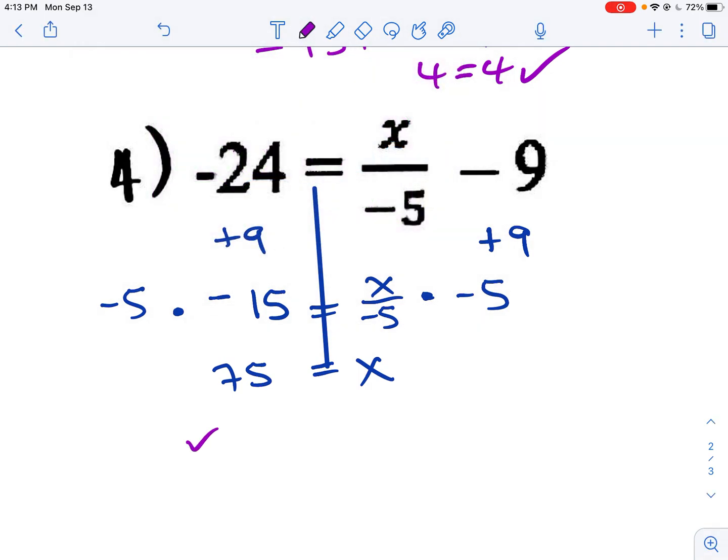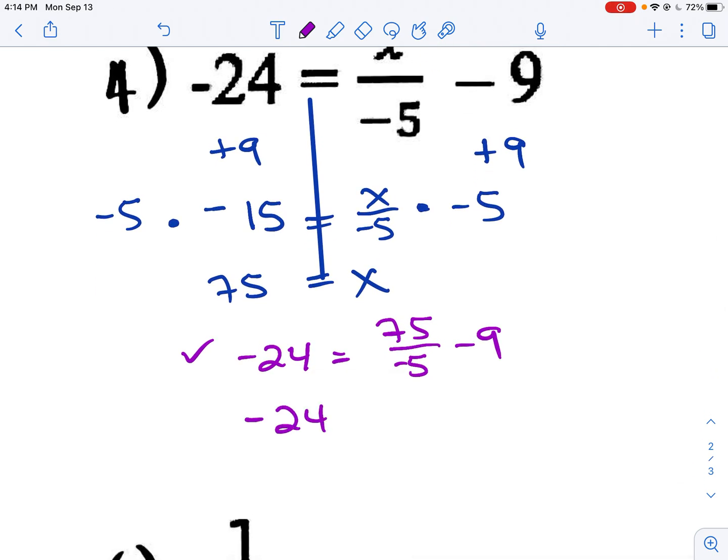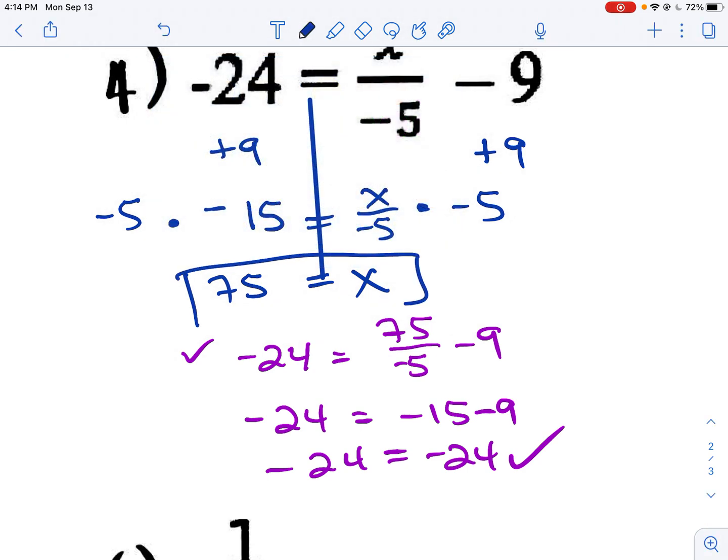So then I plug it back in to make sure that I'm doing the correct thing. 75 divided by negative 5 minus 9. That's negative 15 minus 9. And look at that. It came out to be the correct answer.